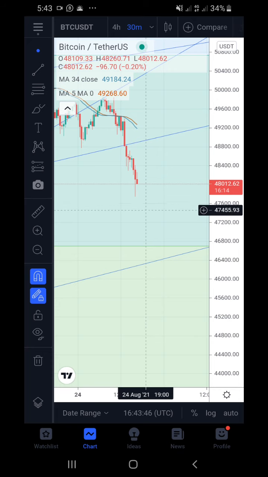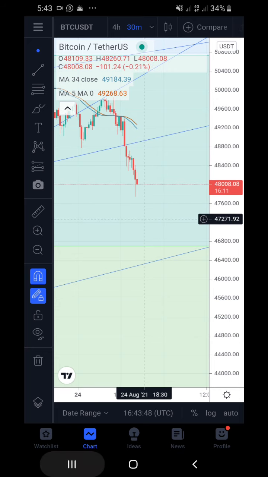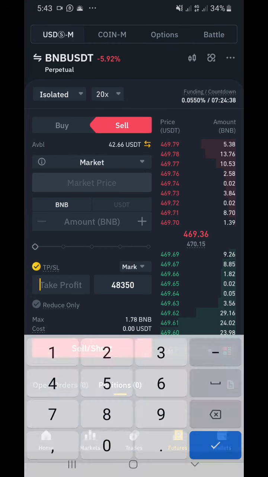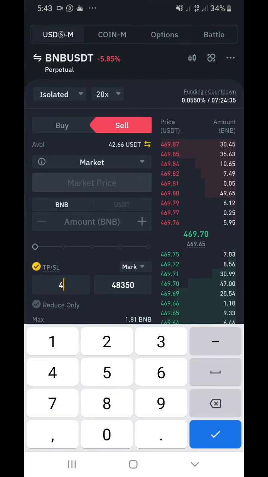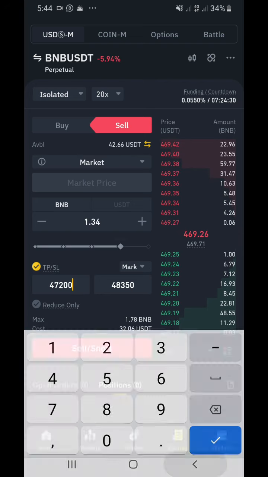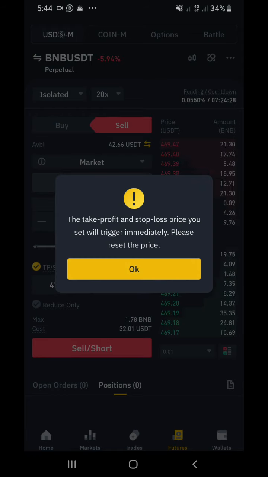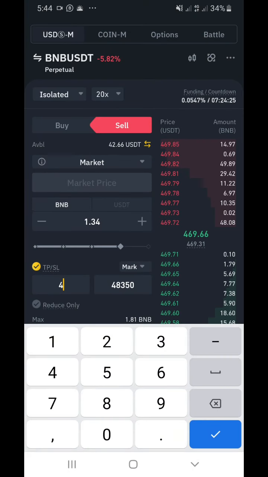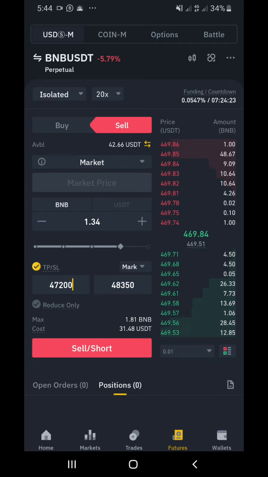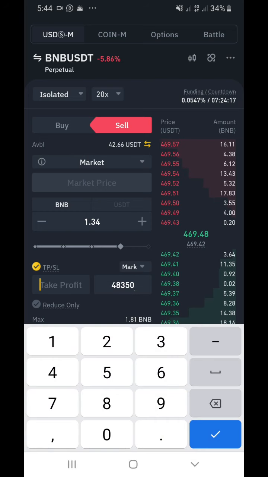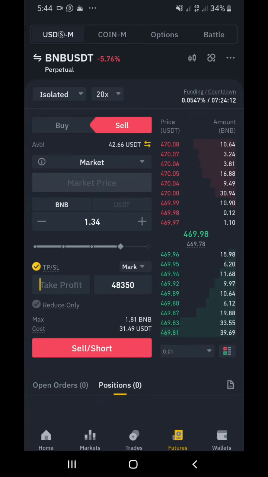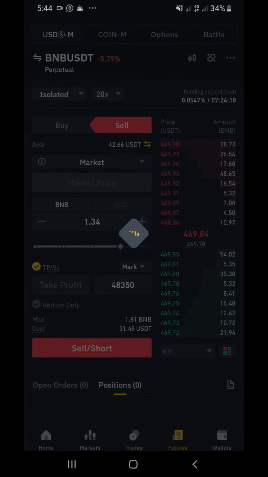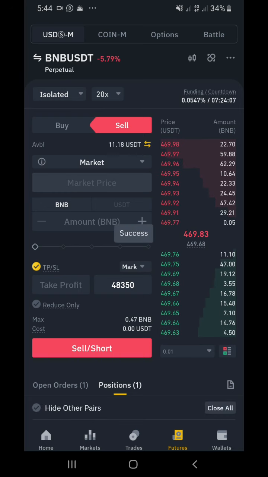So what's my TP area? I'm going to put TP at, let's say, 47,200. So if it gets to that area, it's going to close me in profit. I'm going to click on sell short. Okay, it says 47,200. Click on that. Okay guys, I think something is wrong somewhere. I'm just going to leave the TP and click on sell short. You can see it goes straight up and says successful.